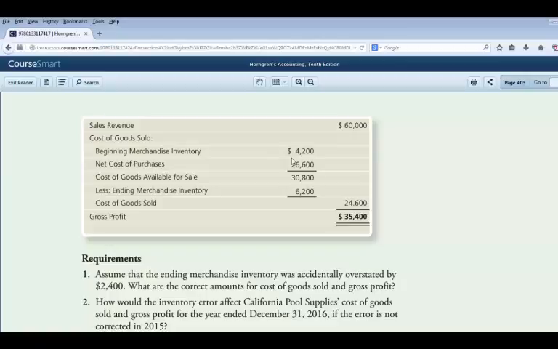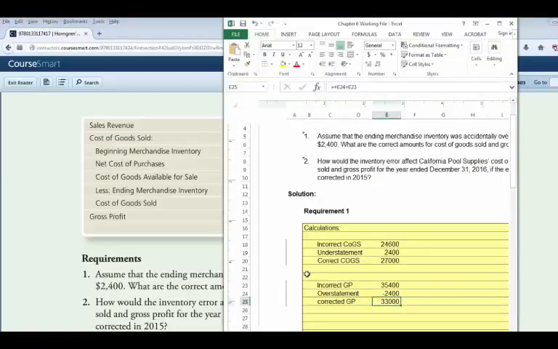So let's see. If it's overstated for next year, this would be $2,400 overstated. The cost of goods sold would be overstated because when we do our count at the end of the period, assuming the ending inventory is correct, we're going to be writing off more cost of goods sold next year because this ending inventory will be correct. So then our gross profit would be understated by the $2,400. Okay, so it's going to flow from year to year if we don't make the correction.